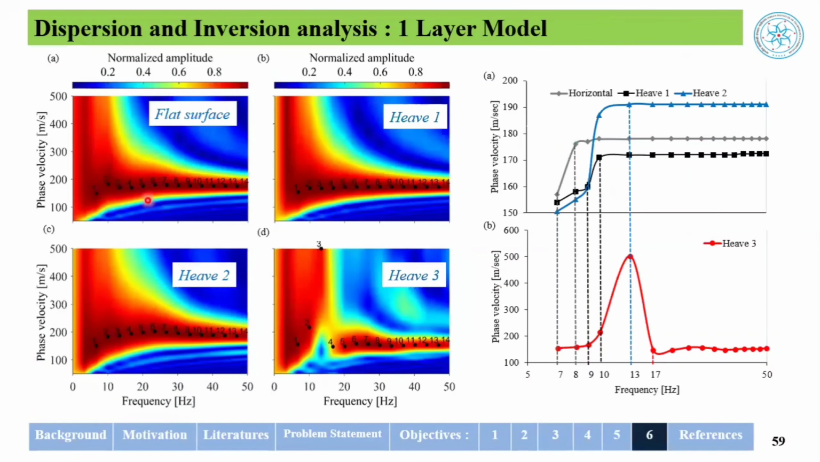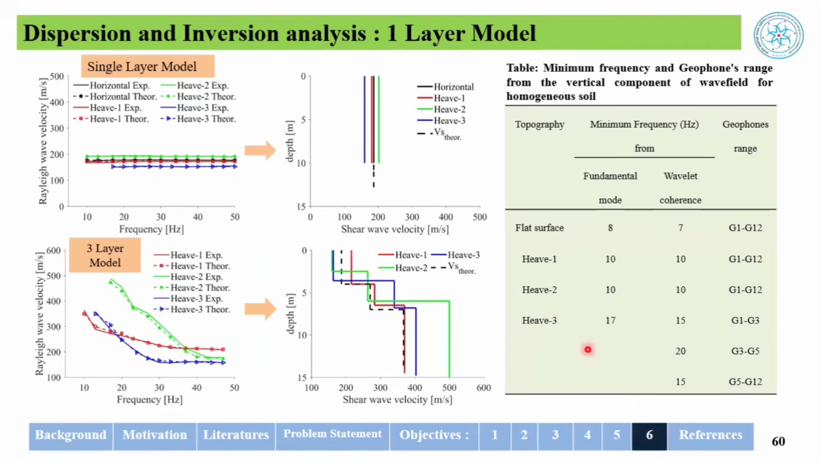Here the dispersion for each condition is shown. From the comparison, we can see that for the horizontal case, from 8 Hz to 50 Hz there is non-dispersiveness, and as the nature of undulation increases, the lower frequency is also disturbed, and homogeneity is observed at the higher frequency. This minimum frequency we have also observed from the wavelet coherence analysis, and from the fundamental mode. These two observations, the fundamental mode and the wavelet coherence analysis, provided the criteria to select the minimum frequency range.